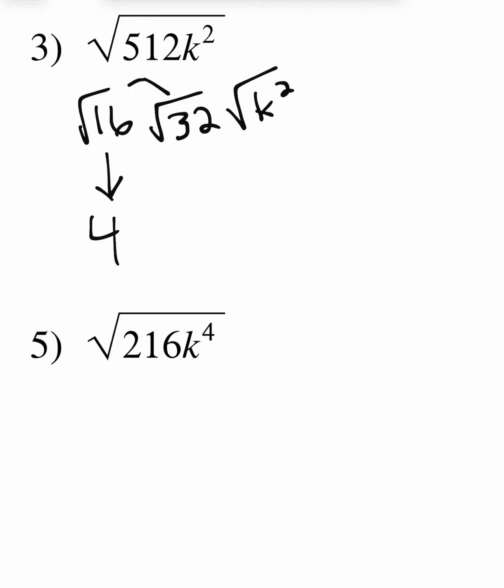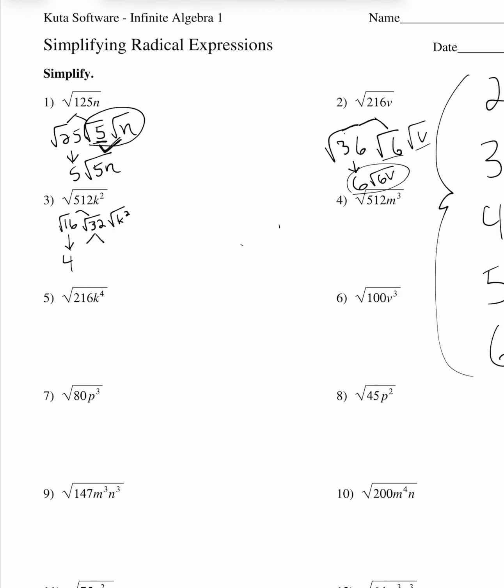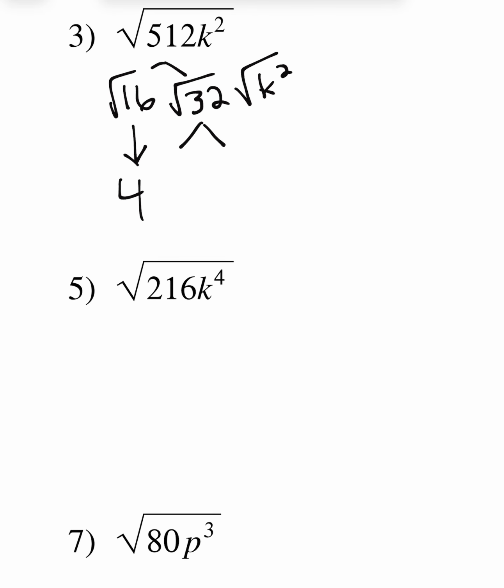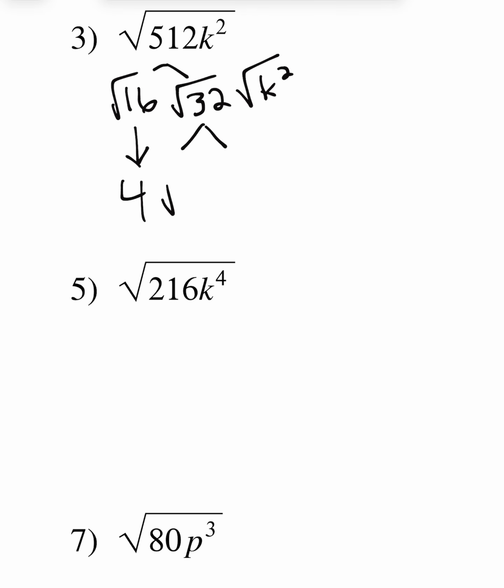So now we have a 4 on the outside, but we have to ask ourselves, this 32, can it be separated into anything? I notice that half of 32 is our 16, right? So we know for sure that we could separate radical 32 out into radical 16, radical 2, and we still have our radical k squared.